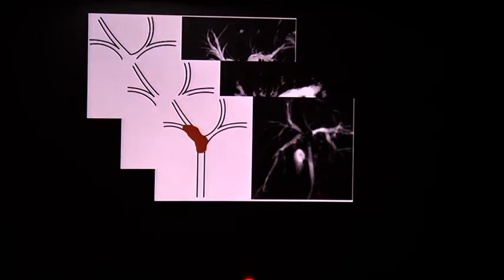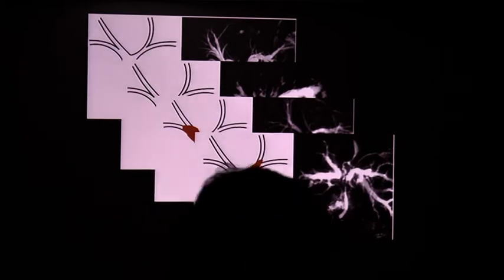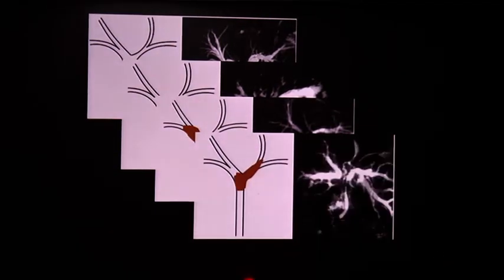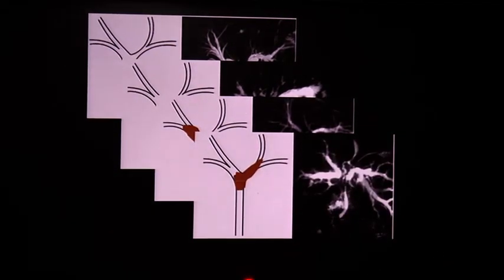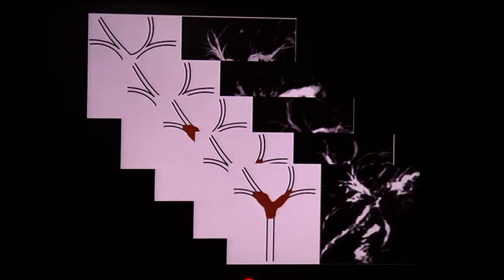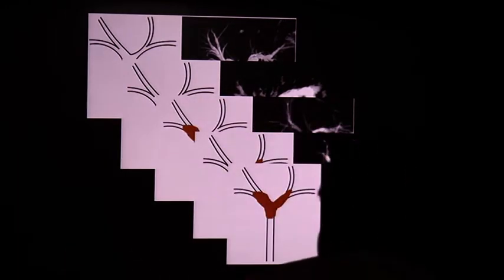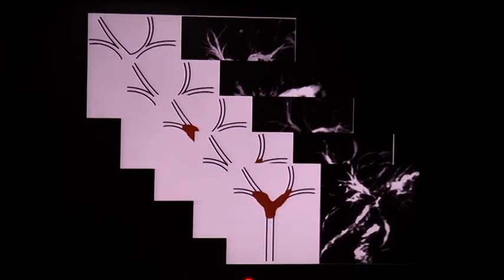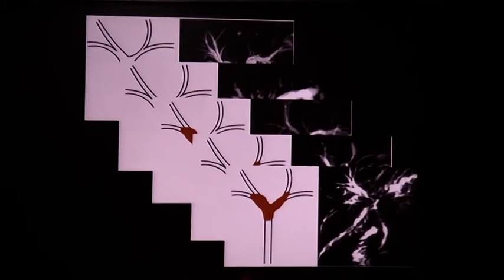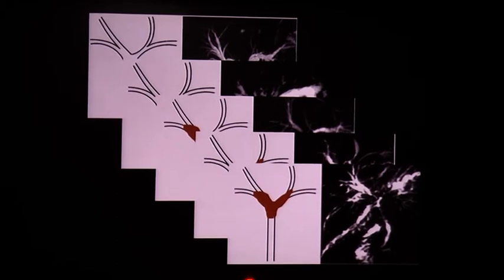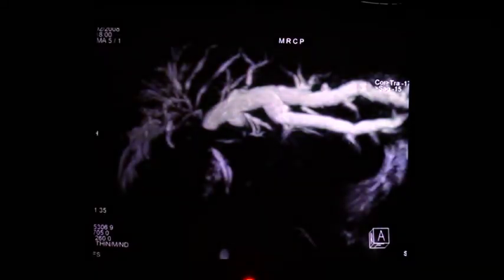Type 3, which is extension into the right side. You can appreciate this on MR, the right anterior and posterior ductal extension. Type 3B is extension on the right side, and then type 4 is with bilateral extension. So this information you can get in a nice manner on MRCP, and if you do an MR angiogram or a contrast MR, you will get the rest of the information. So one of these is good enough to determine the resectability.